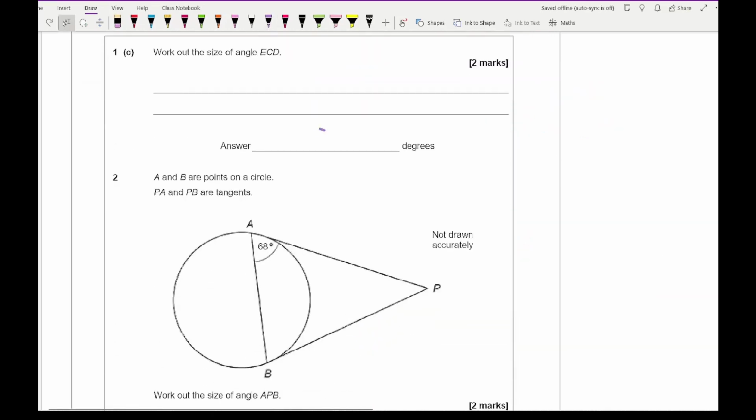So the angle I then need to write is 65 degrees, and I'll just write in the comments alternate segment theorem.